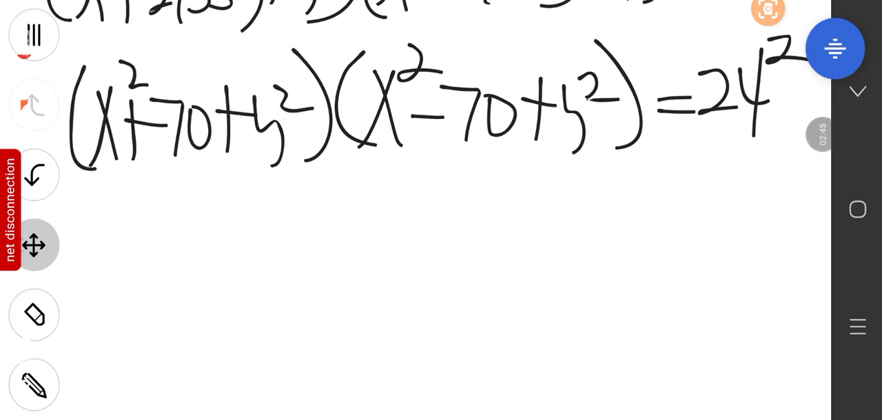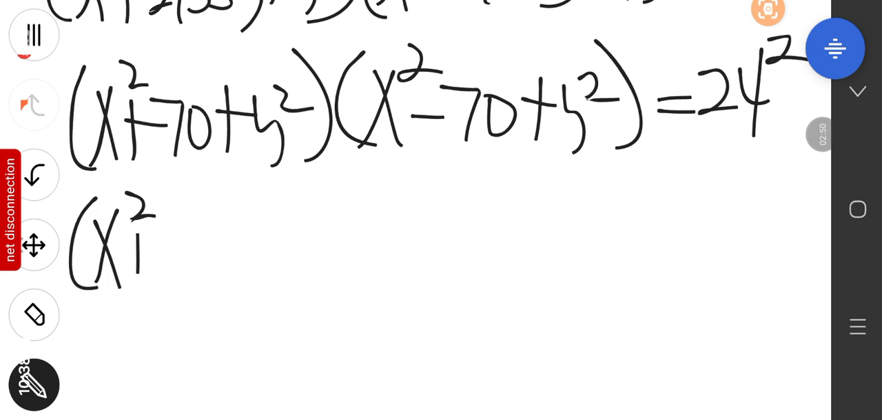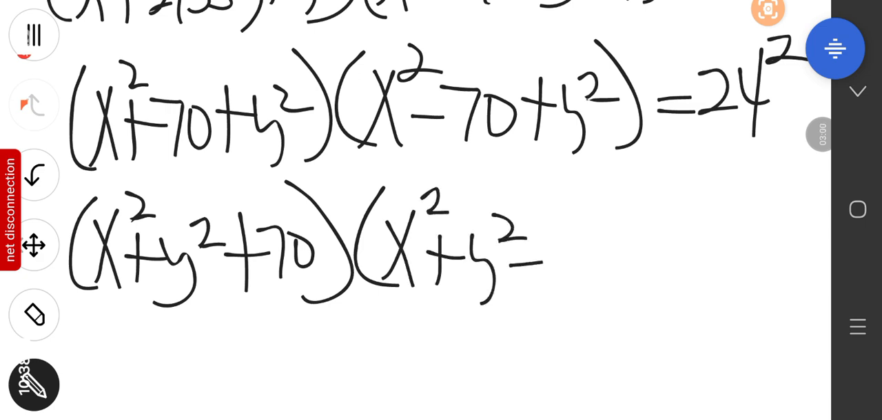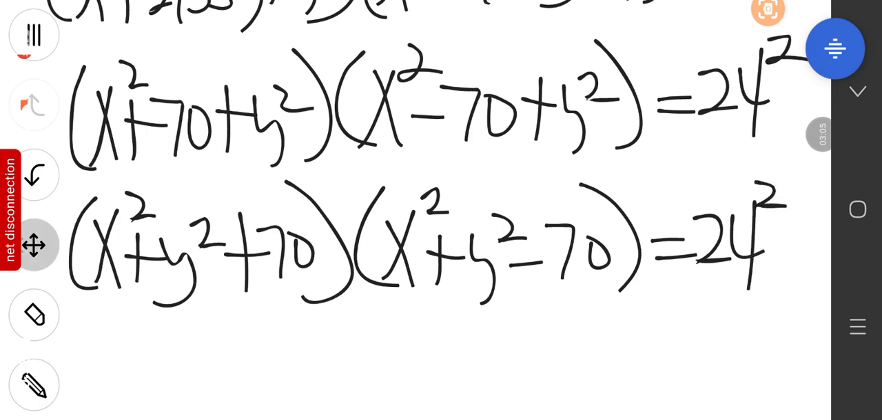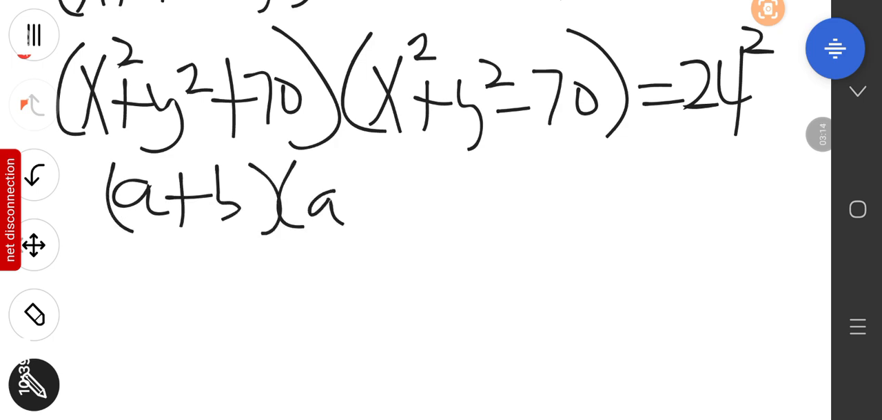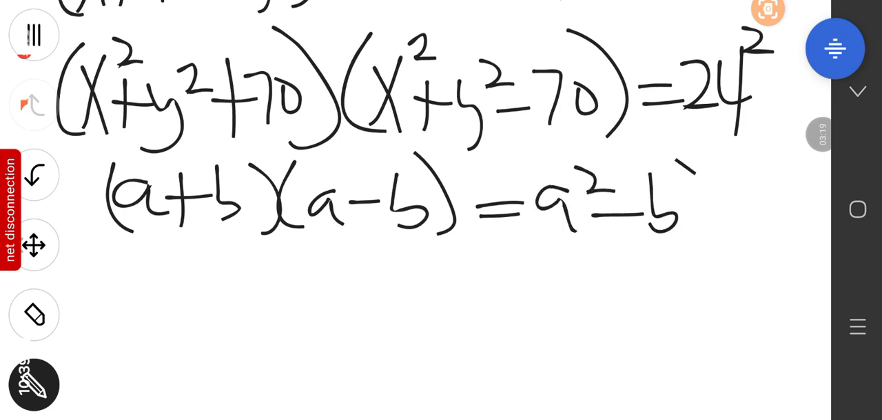So this is what we have. We can rewrite our equation as x squared plus y squared plus 70, and then here we have x squared plus y squared minus 70 equals 24 squared. Now from difference of two squares, a plus b times a minus b can be written as a squared minus b squared.